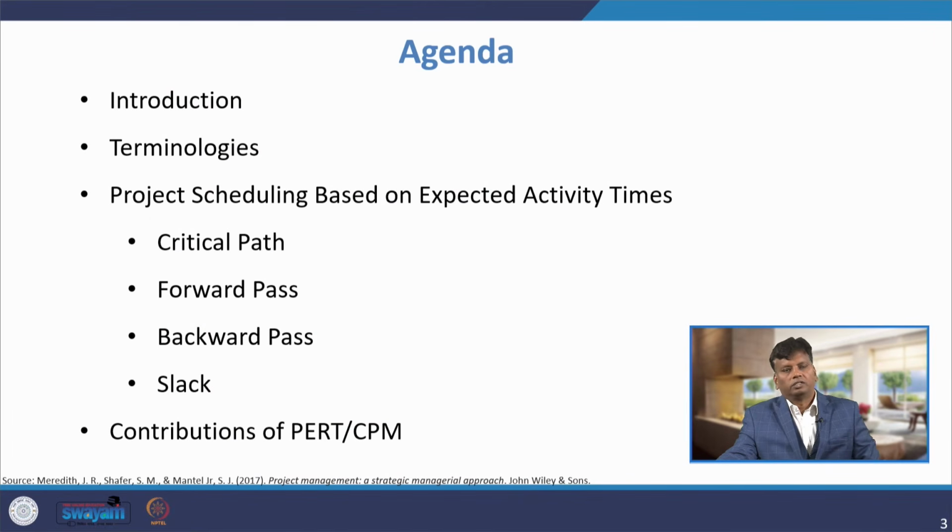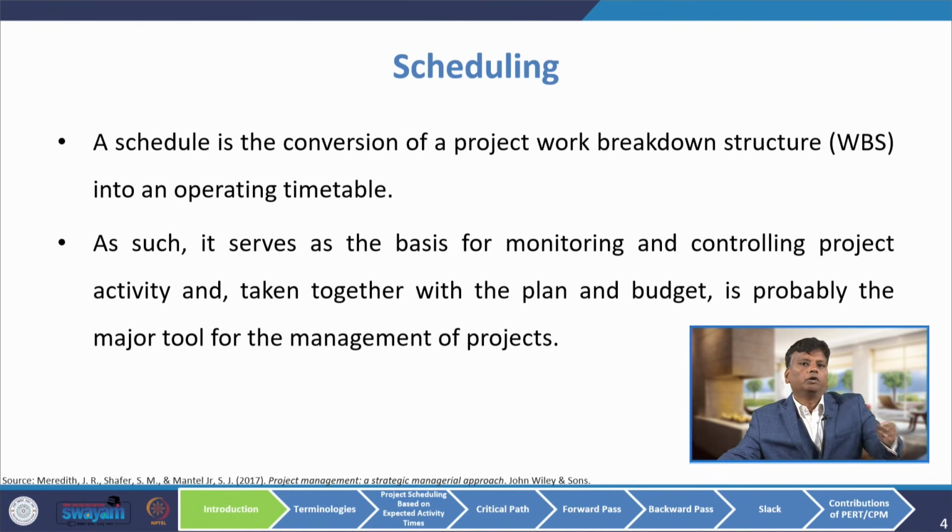The agenda for this lecture is introduction to scheduling, then the terminologies for network model, then project scheduling based on the expected activity times, then what a critical path is. I will explain forward pass, backward pass, the meaning of slack, and the benefits of this critical path method. There is another technique that we will cover in detail in the next lecture, called the Program Evaluation and Review Technique. Scheduling. Scheduling is the conversion of a project work breakdown structure into an operating timetable.